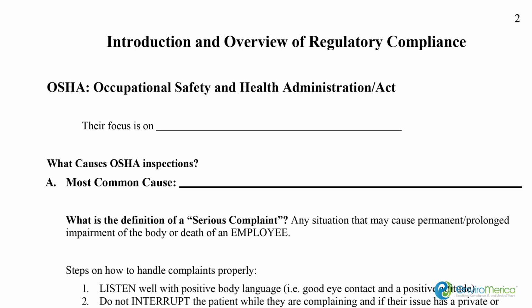So let's take an understanding, first of all, what is Occupational Safety and Health Administration, or Act, which is OSHA, okay? Occupational safety, what does that mean? Work-related safety, right? So focus of OSHA is on workers, right? Workers or employees. Employee safety and health. That's the focus.